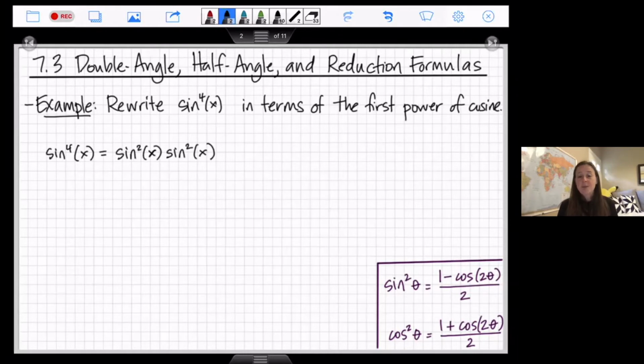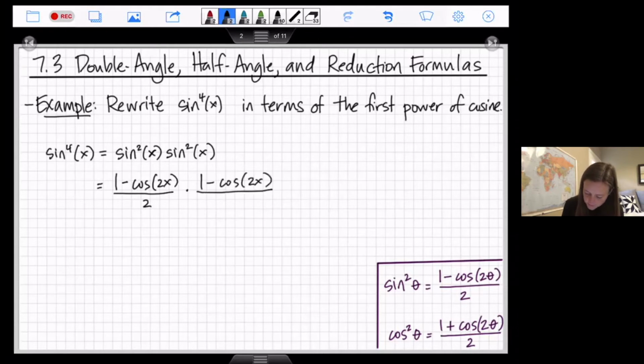So I know sine squared theta down in the box, so all I'm going to do is replace theta in that formula with x and use it twice. Okay, so I know that sine squared x is going to be equal to 1 minus cosine 2x over 2. And I'll use it again for the other one. Sine squared is equal to 1 minus cosine 2x over 2. And at first glance, it looks like I've done what they asked me to do. Rewrite sine to the fourth in terms of the first power of cosine. All of my cosines that are sitting there look like they're to the first power, but they're really not.